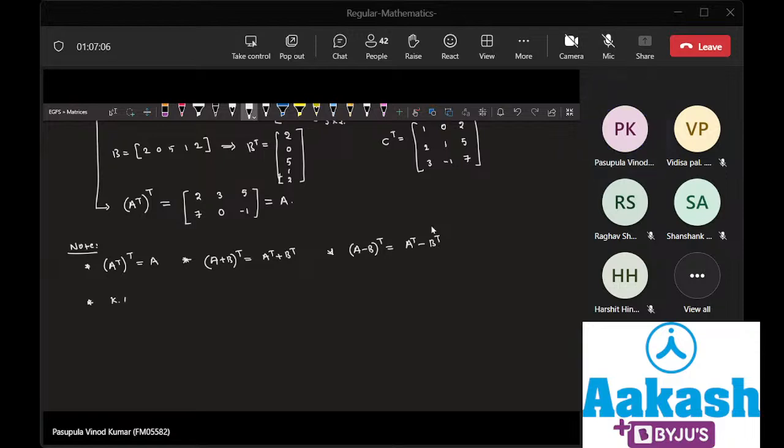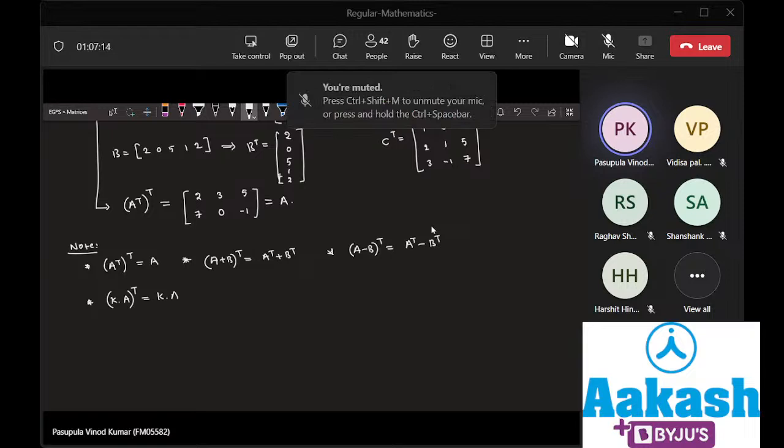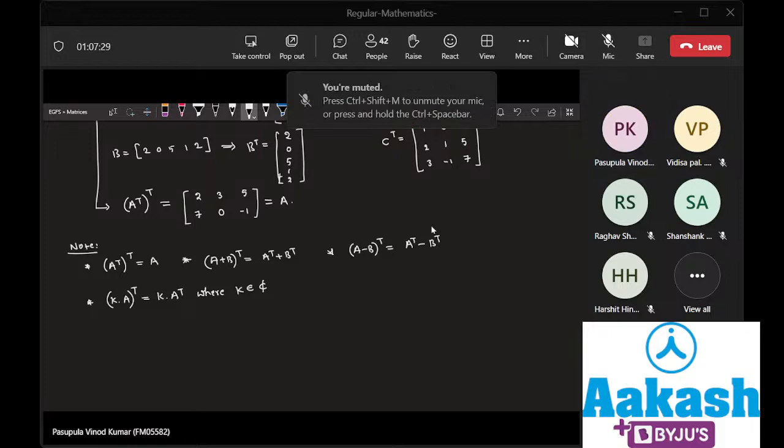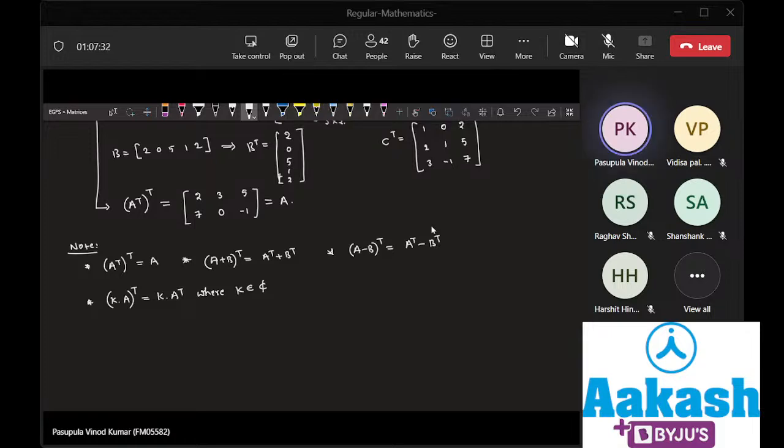And next, this is K into A whole transpose, where K is a constant. You can take K outside, and this is A transpose, where K belongs to the complex numbers. This symbol stands for complex numbers. Complex numbers can also be real numbers, because all real numbers are subsets of complex numbers. Have you seen that? Yes or no?